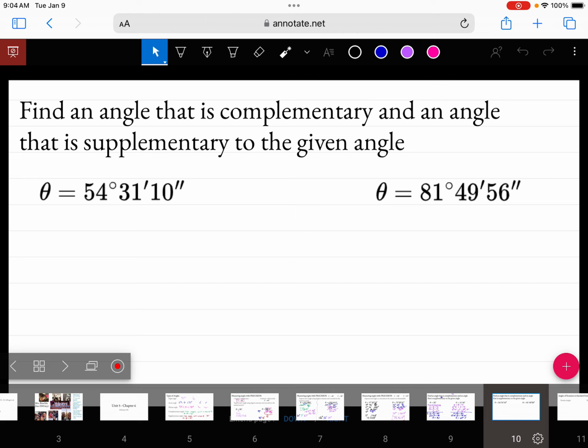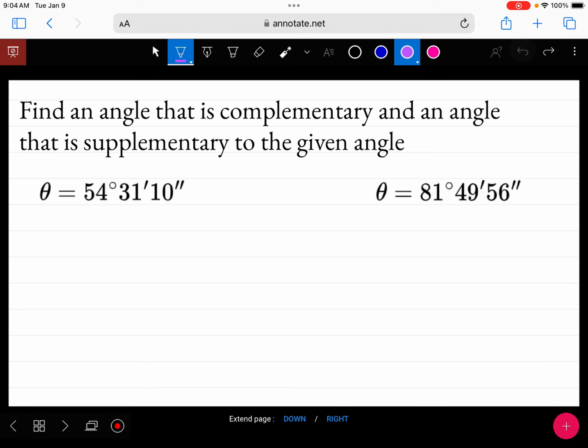So we're finding our complementary and supplementary angles, remembering that our complementary angle is when it sums up to be 90. Whoa, chunky marker. Holy cow. There we go. And our supplementary angle is where it sums up to be 180.